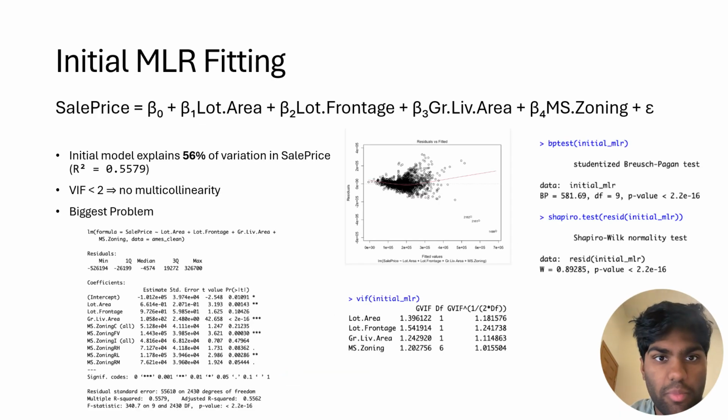To get started with the multiple linear regression, I included all my predictors. We can see that the model explains around 56% of the variation in sales price, and the VIF values are below 2, so there's no multicollinearity. However, the residual plots and the Breusch-Pagan test show that there is heteroscedasticity, and the Shapiro-Wilk test also shows that the residuals are non-normal. Which basically shows that variance isn't constant and it's not normal. So the next step is to stabilize these variances.